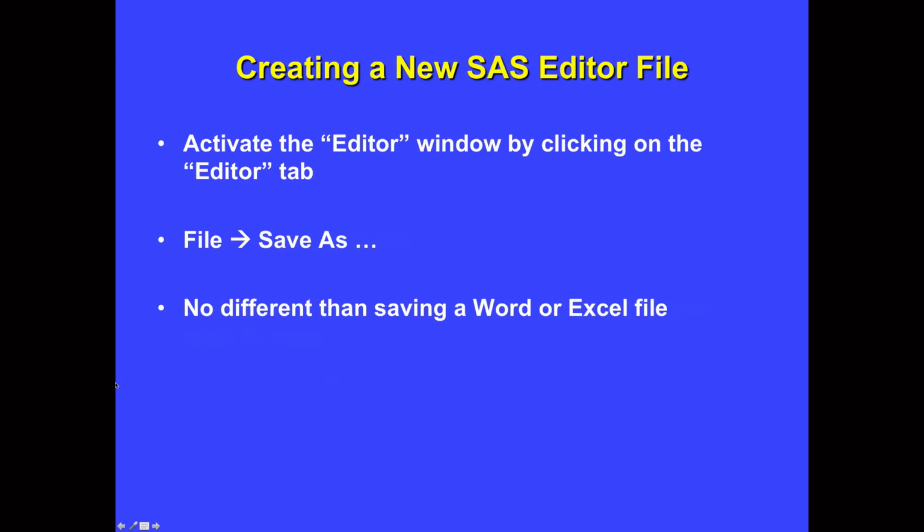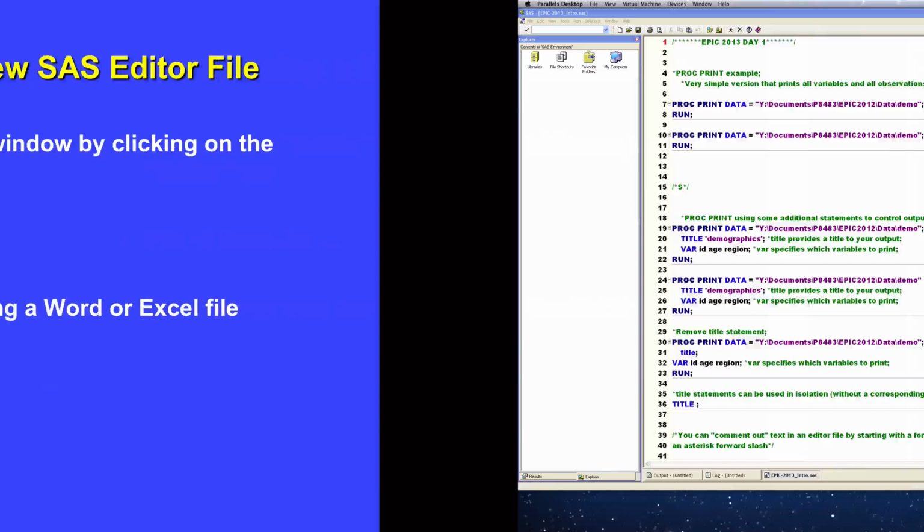What we just talked about was opening an existing editor file. Sometimes when you're coming in and starting from scratch, just as if you were opening a new Word document to start typing a paper from scratch, you need to create a brand new editor file or editor window. And the process for that is pretty straightforward. I'll show you a quick example of that here. But again, you activate the editor window, which might often be blank, and then you simply go to File, Save As, and you save that new editor file.